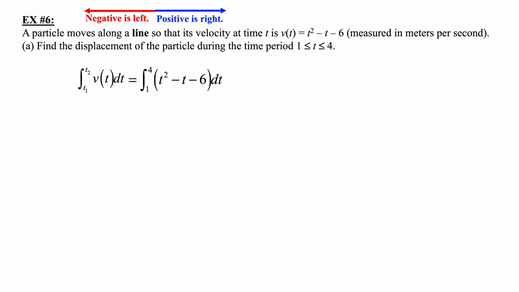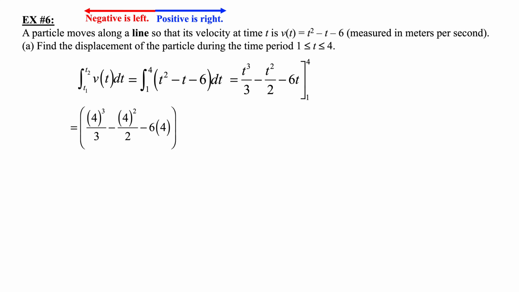There we go. Now again, remember, to the left is negative, to the right is positive. So we're looking for displacement here, our net change. So we integrate that, so that's going to be t cubed over 3 minus t squared over 2 minus 6t. We substitute in the 4 for all the t's, minus, substitute in the 1 for all the t's, and evaluate each one of these separately.